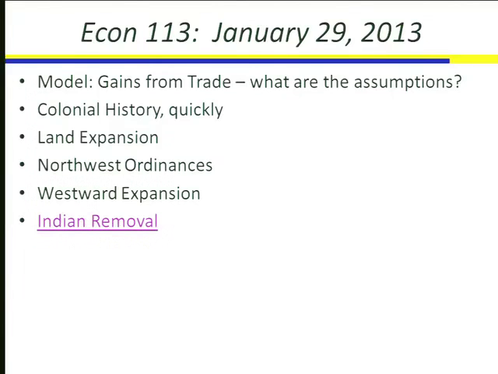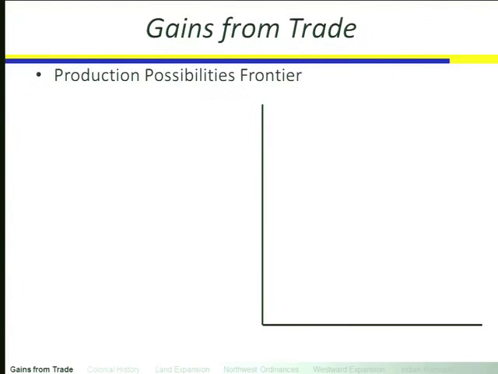So on Thursday, we ended with the model of the gains from trade. The easiest way to see it is from the production possibilities frontier. Those of you who had Econ 100A have seen this in much more detail than how we're going to use it here. So bully for you. We're not going to go into all that gory detail.